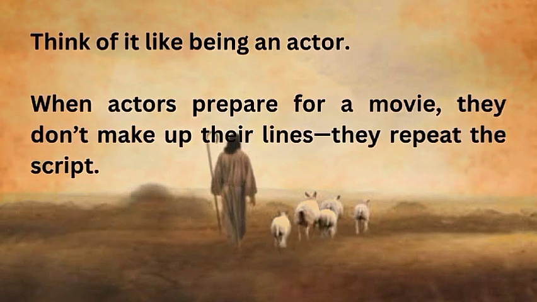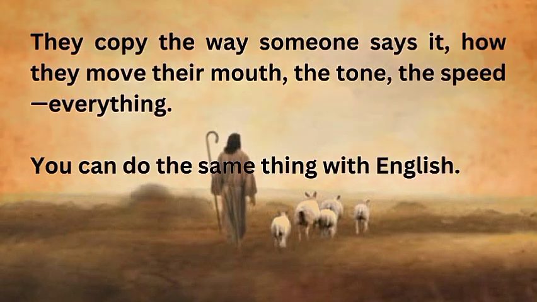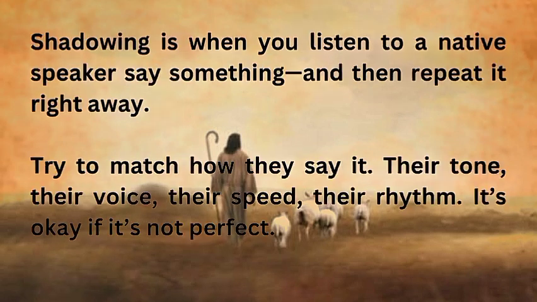Think of it like being an actor. When actors prepare for a movie, they don't make up their lines. They repeat the script. They copy the way someone says it, how they move their mouth, the tone, the speed, everything. You can do the same thing with English. Shadowing is when you listen to a native speaker say something, and then repeat it right away.